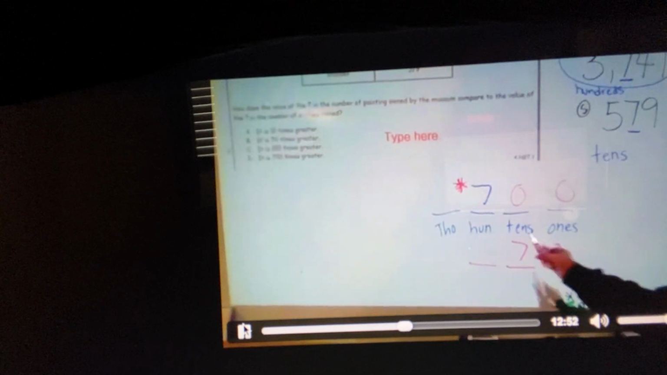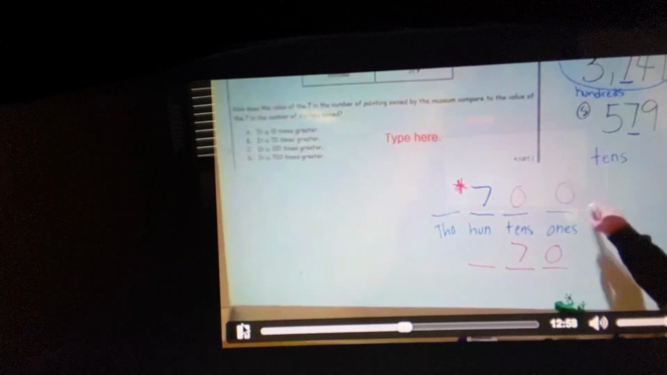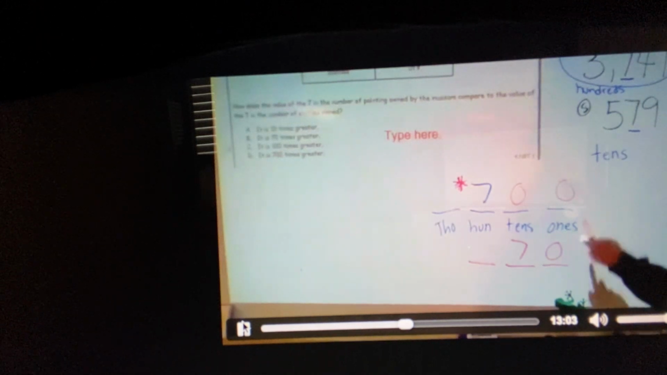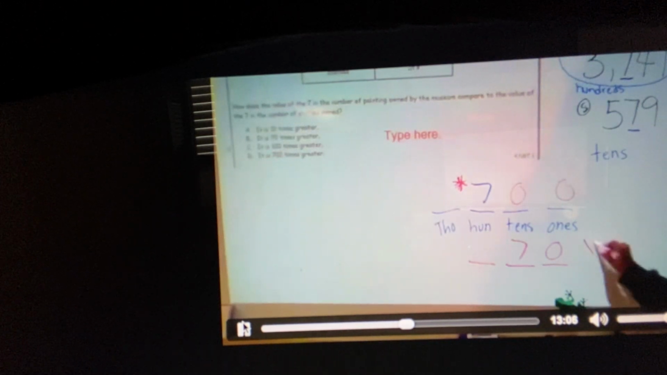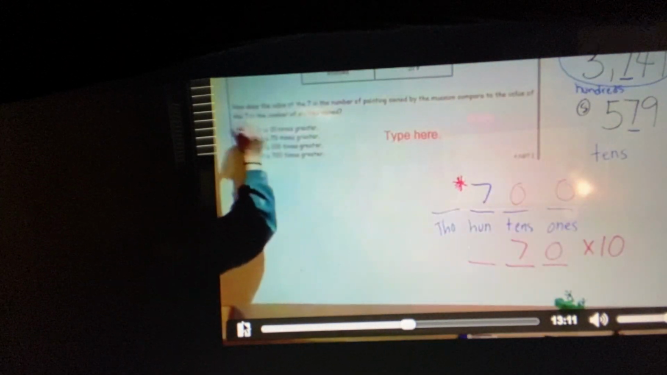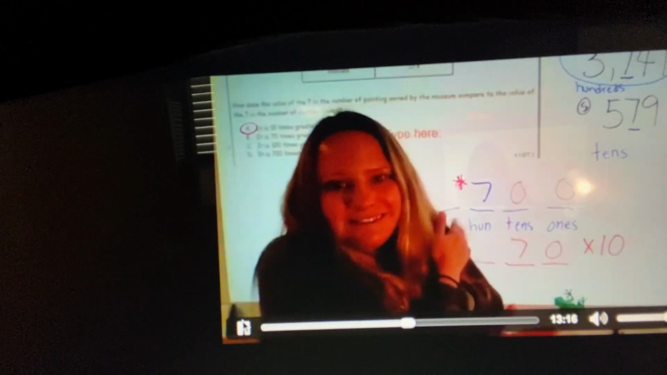700. It's worth 700. But it was in the tens place. Did it jump to the left? Did it jump to the right? We took the 7 and it went to the left. Or you can look at the values. How much greater is 700 than 70? Times 10. So your answer for that question over here should have been A. It is 10 times greater. If you got that correct, please give yourself a pat on the back.